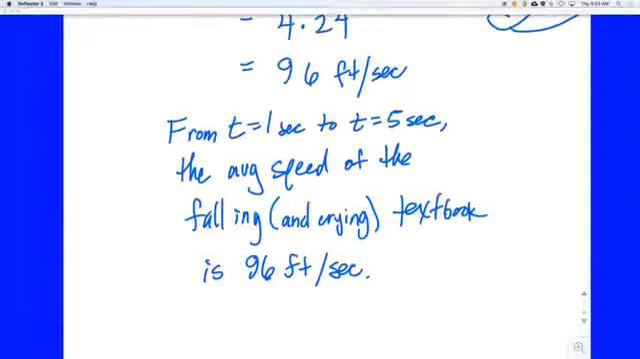So notice when I write the sentence, it's units on the independent variable, t equals 1 second to t equals 5 seconds. The average speed of the falling and crying textbook is, and then I put units on the dependent variable, 96 feet per second. Okay? So there's your sentence. All right, that's good information to know, right?